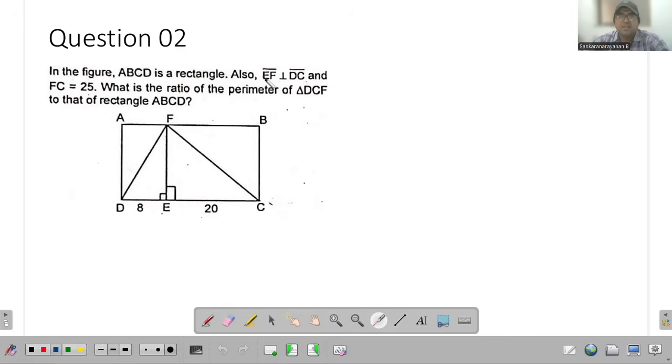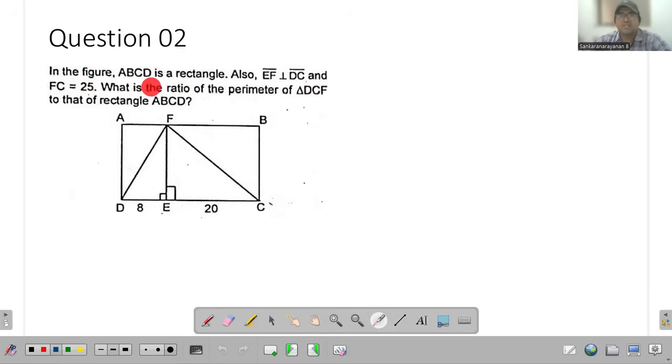It is given EF is perpendicular to DC. You can see that here, EF is perpendicular to DC, the side. It is given FC is equal to 25. We have F here, we have C here. FC, this measurement, is 25.